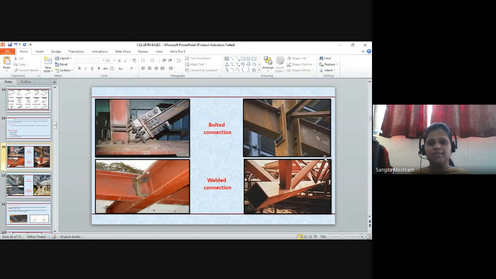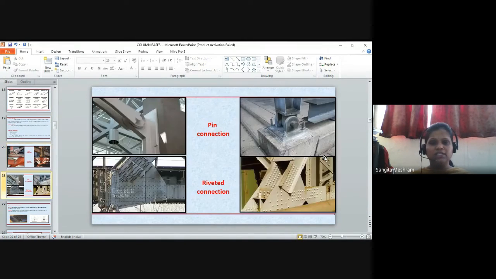You can see here bolted connection, welded connection, pin connection. You can use the pin, just see the figure. It may be used according to the condition, according to the situation. You can also use pin. So there is also one pin connection.